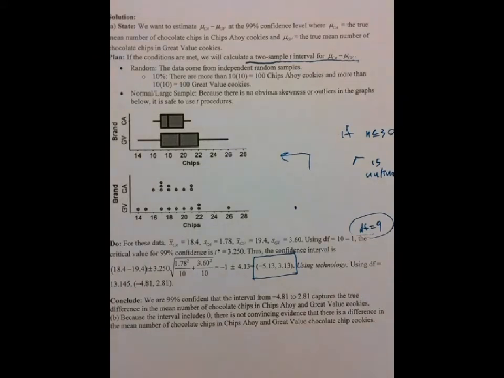That is no difference, right? So since 0, no difference, is one of the plausible values, then we could say that this sample does not give us convincing evidence that there is a difference in the mean number of chocolate chips in Chips Ahoy and Great Value chocolate chip cookies.